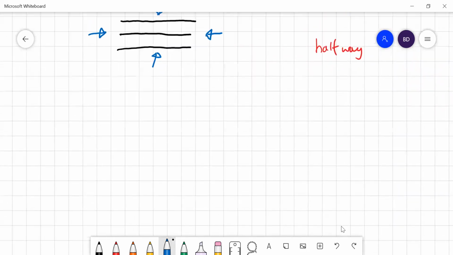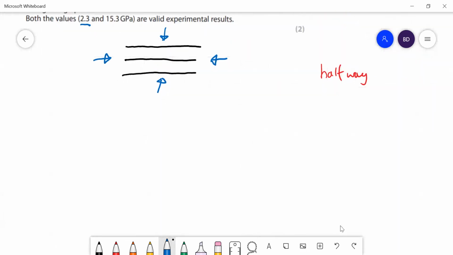Right, and I think that is as far as I'm going to go with that paper, and I will continue with the rest of it in the next video.